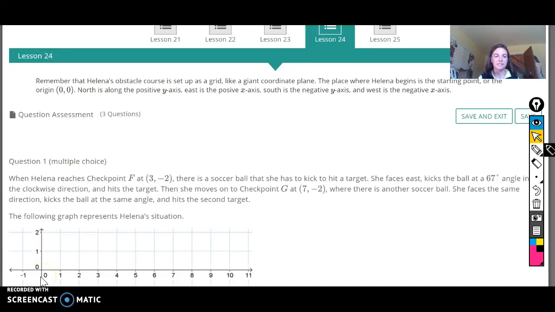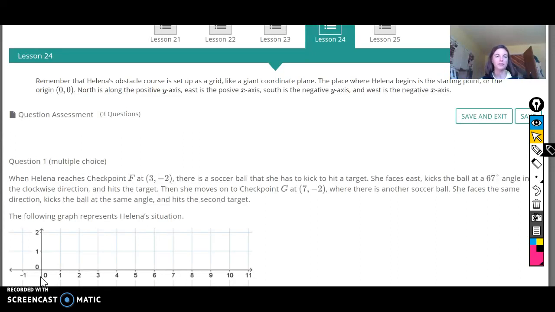Hi, Pre-Algebra students, it's Miss Carol again, and we are on Project 5, Lesson 24. We are still working with the obstacle course that's set up on a coordinate plane. We've only got 3 questions in this particular lesson, so let's go ahead and get started.